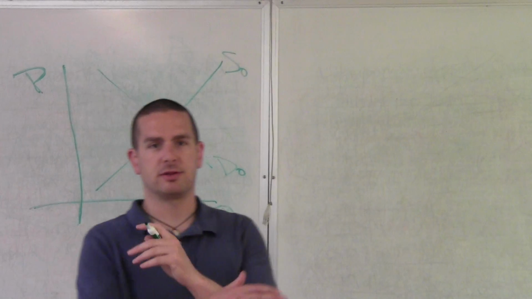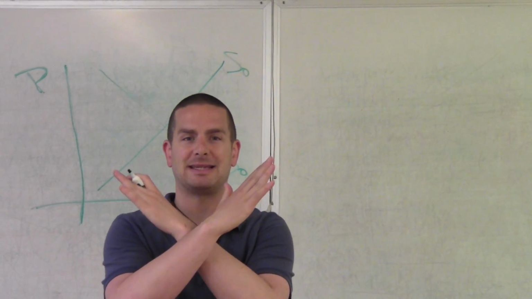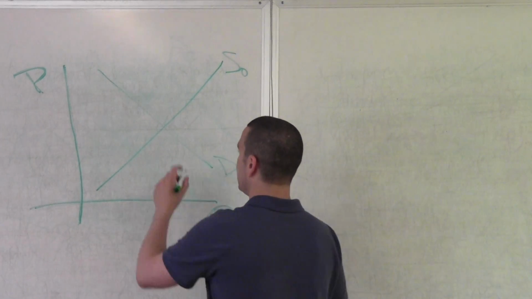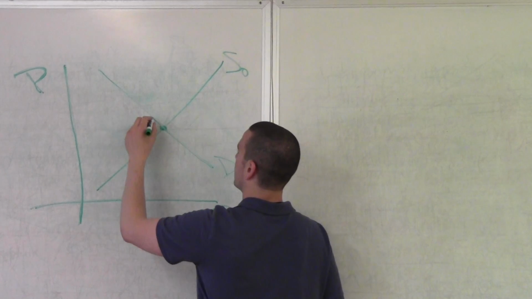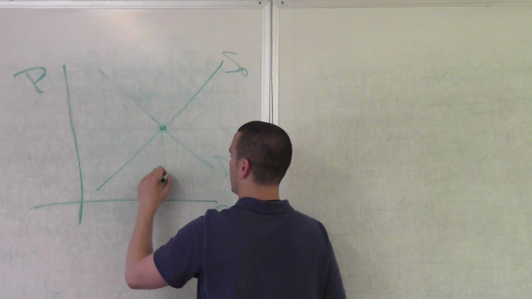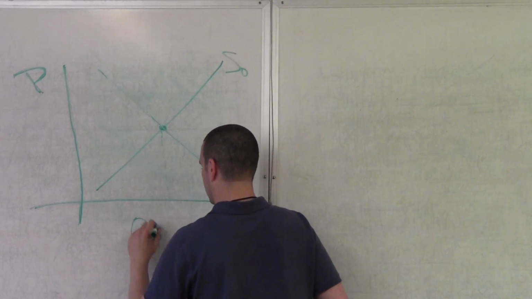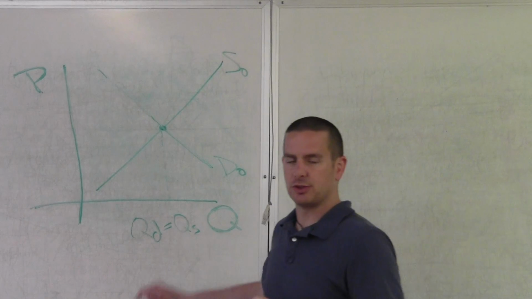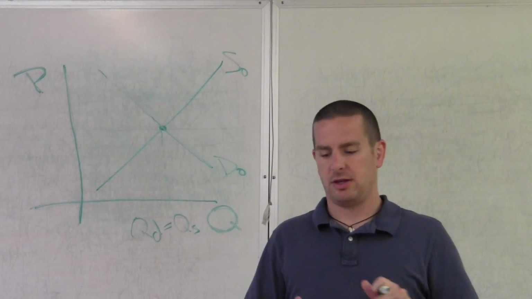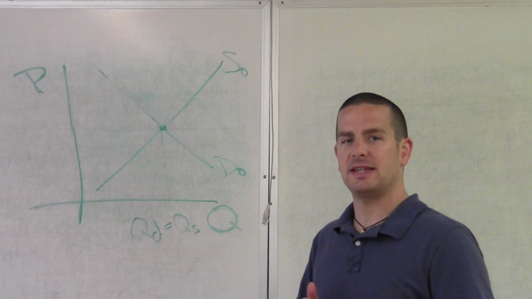Equilibrium, I mentioned at the top of the lecture. Equilibrium is where they meet. Okay? Right here. And that's QD equals QS. Okay? It is where quantity demanded is equal to quantity supplied.